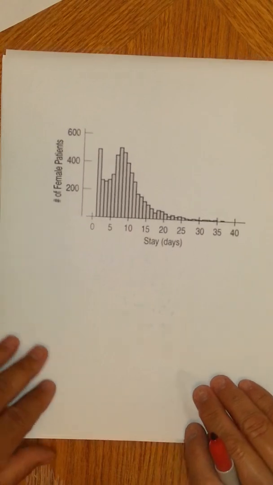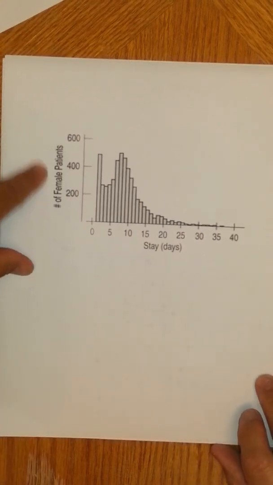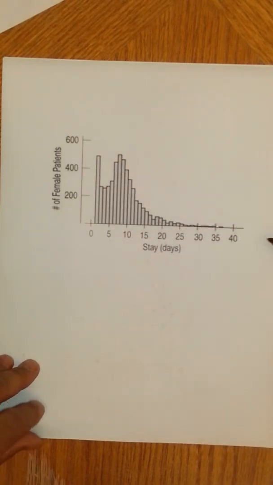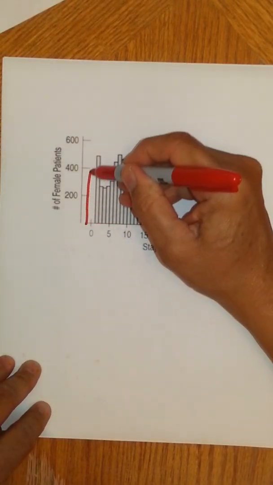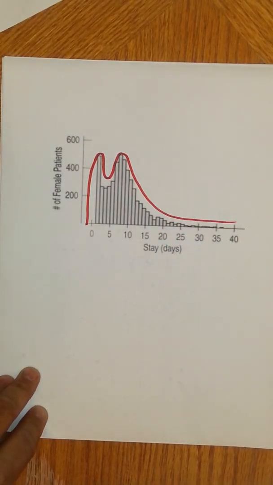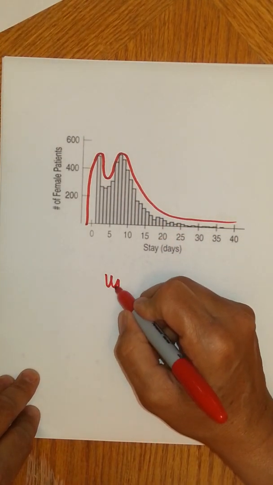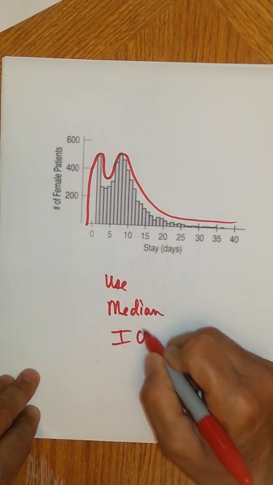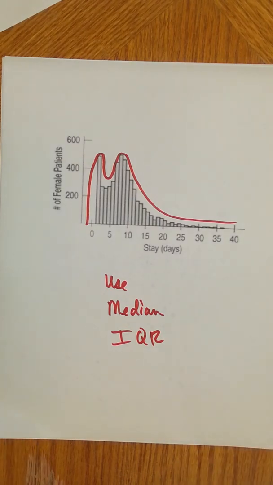Here's another example. Here's the number of female patients and how long they stayed in the hospital after a cardiac arrest, after they had a heart attack. You can see it's bimodal and skewed to the right. So if I smooth this out, I'm going to have to go like this. Bimodal, skewed to the right, and so I'm going to use the median and IQR. So center and spread. That's it. That's the big picture. Thanks for listening.